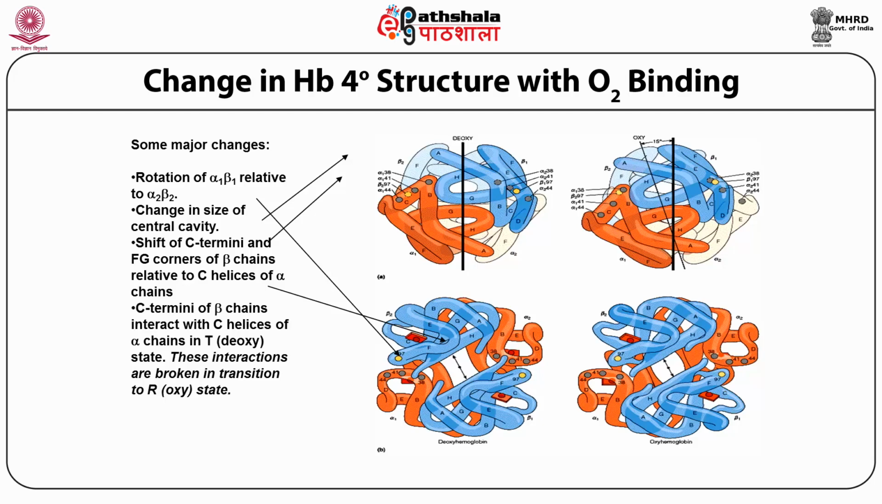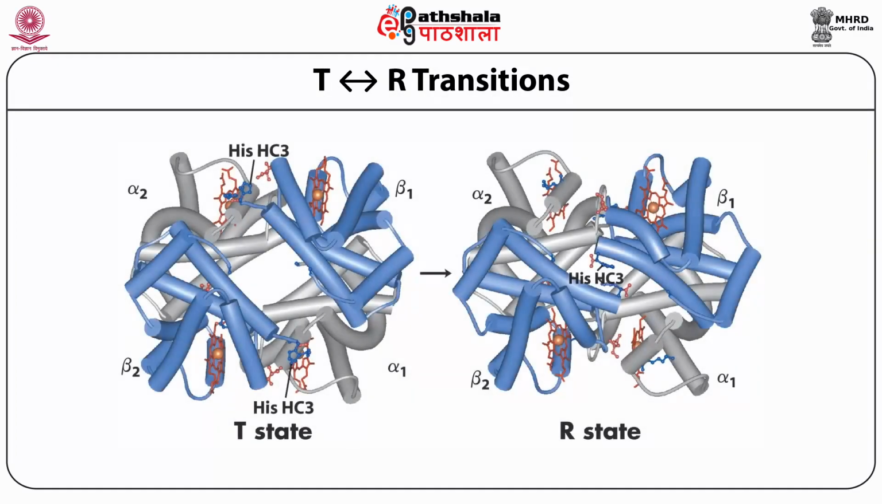Rotation of alpha 1 beta 1 relative to alpha 2 beta 2 and change in the size of the central cavity, shift of the C termini and FG corner of beta chains relative to the C helices of alpha chains. The C terminals of beta chains interact with the C helices of the alpha chains in the T-deoxy state. These interactions are broken in the transition to the R-oxy state. This shows the structural transition between the T and R state.